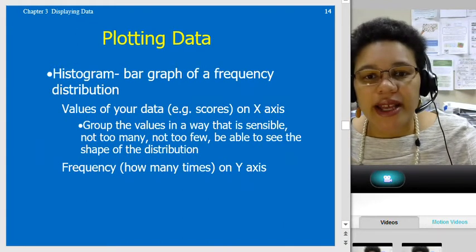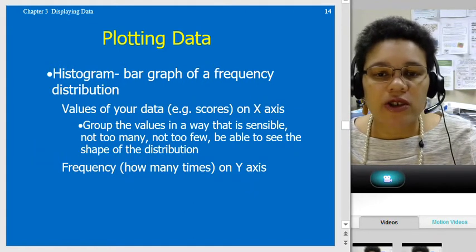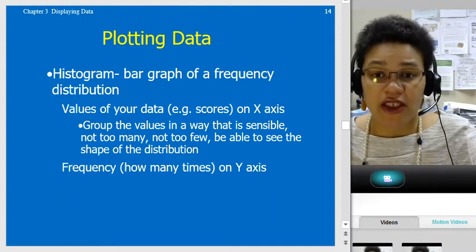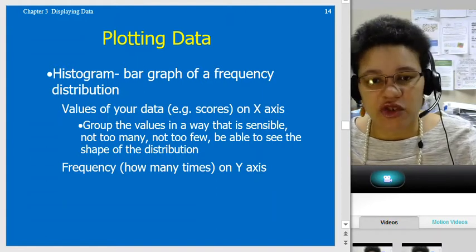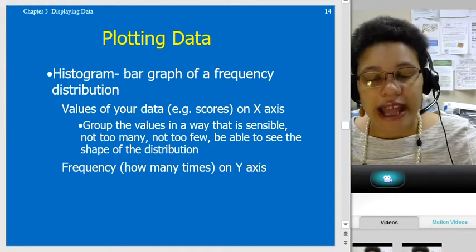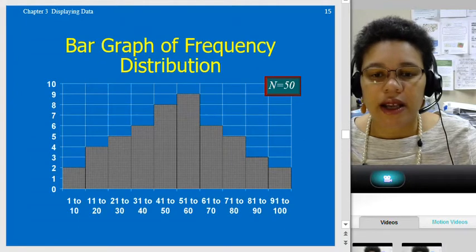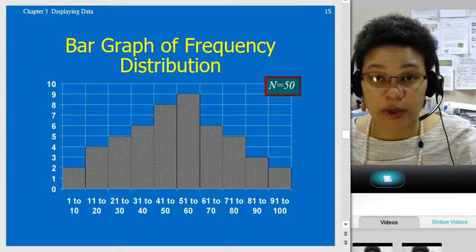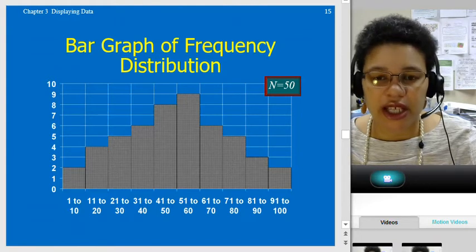So a histogram is a bar graph of a frequency distribution. You put the values of your data, the scores, on the x-axis, and you group the values in a way that's sensible. You use intervals or bins, not too many, not too few. You want to be able to see the shape of the distribution, and then you count, the count of how many times, the frequency, on the y-axis. So here's a bar graph of the frequency distribution for the data we just looked at in that table. And yes, the mode is 51 to 60. You can see that very clearly here.